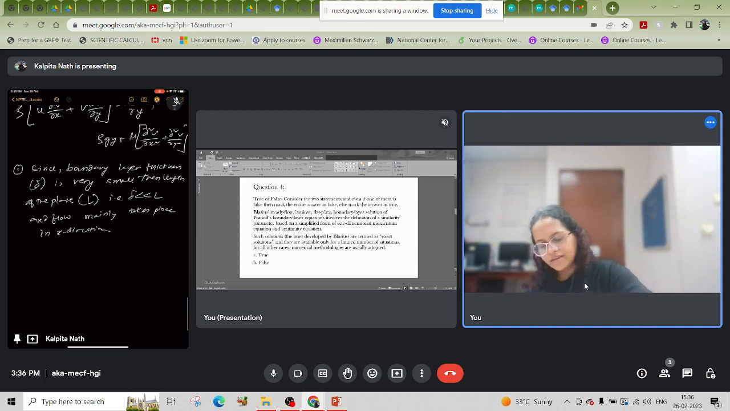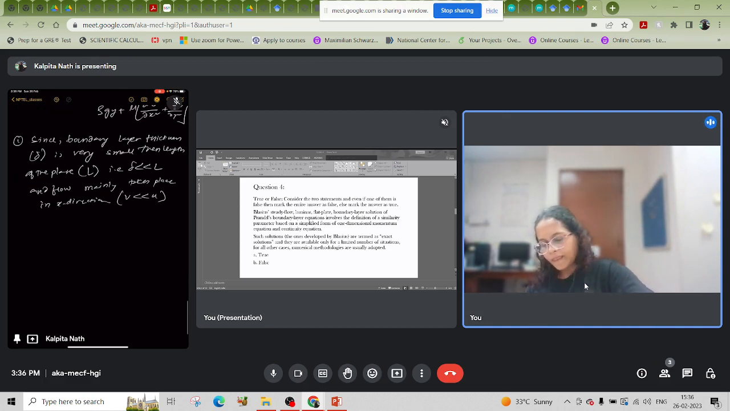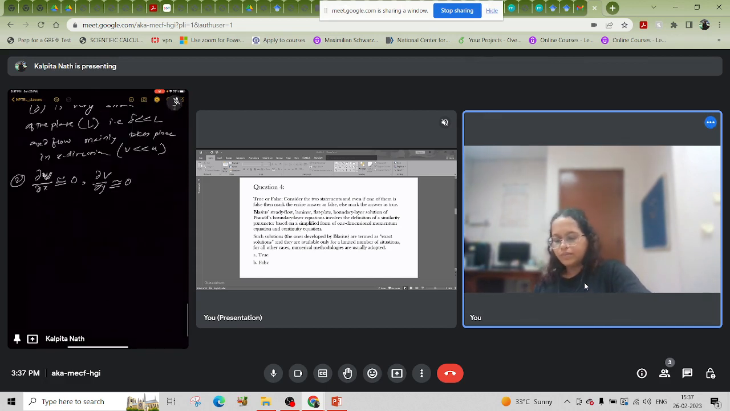So that's why V is far less than U, and this also determines that del V/del X is approximately equal to 0, because V is approximately equal to 0. So del V/del Y is approximately equal to 0. And obviously the change of U will be in the y direction rather than in the x direction.